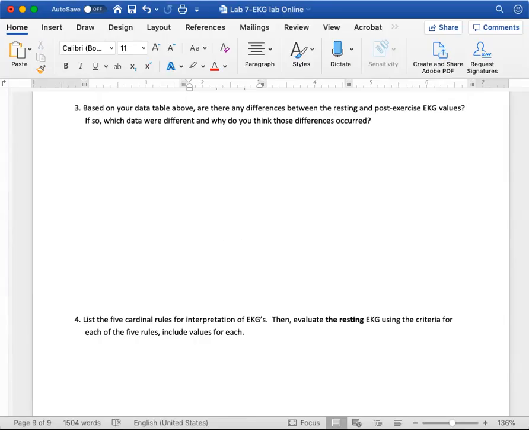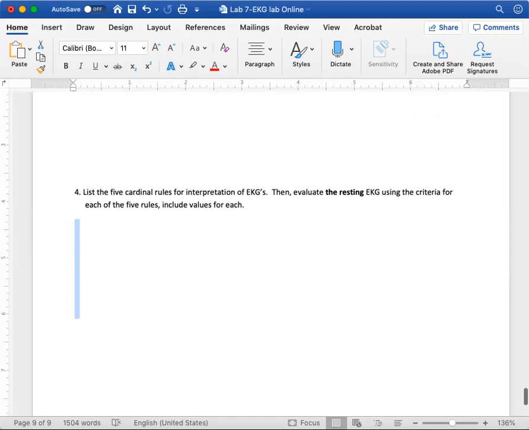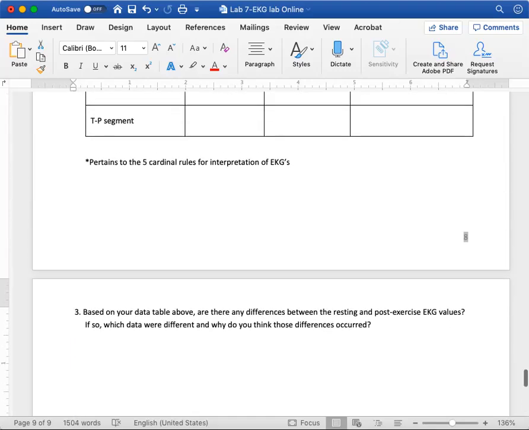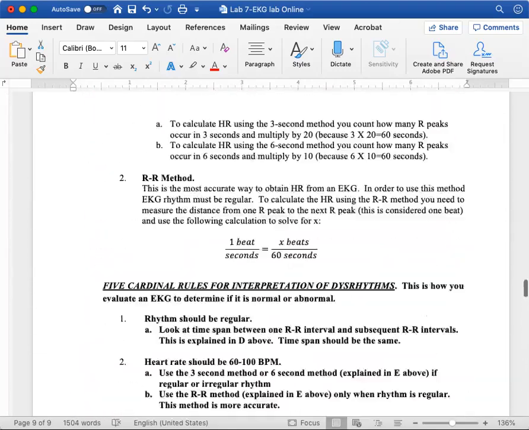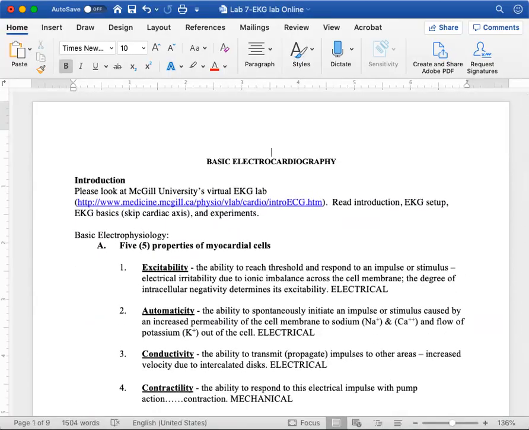For 3 and 4, I want you to actually evaluate these. So based on your data table above, are there any differences between resting and post-exercise? I want you to give me what you think. And then for number 4, I want you to list the 5 rules for interpreting EKGs and then evaluate the resting one and give me the values. If you have any questions, let me know. We'll be covering this for lecture as well. So once we get to this for lecture, that should help.